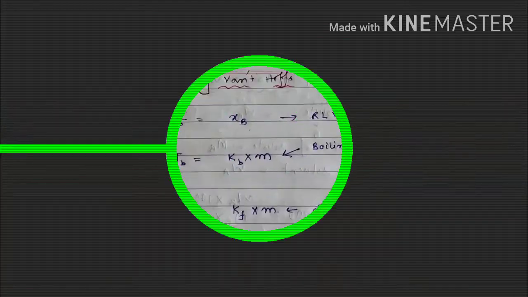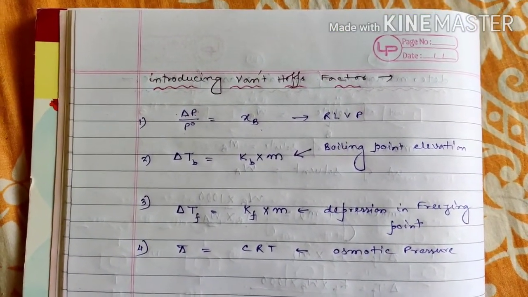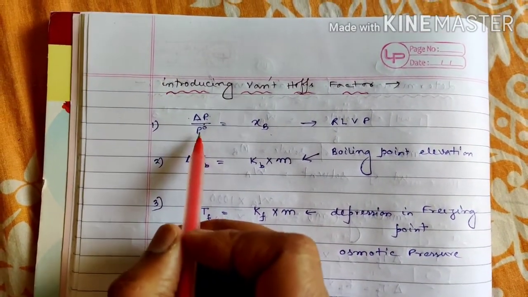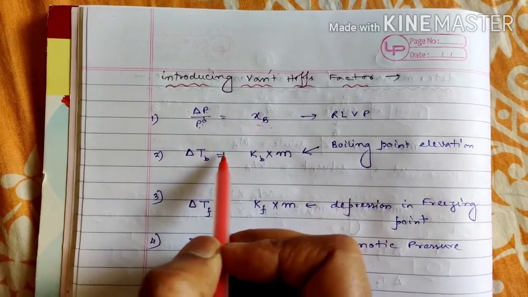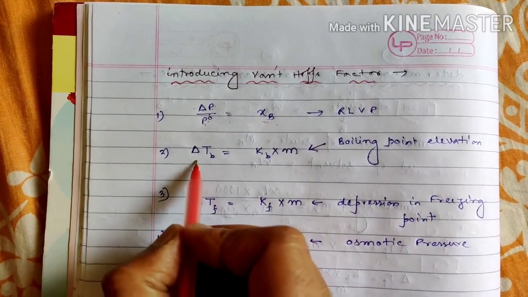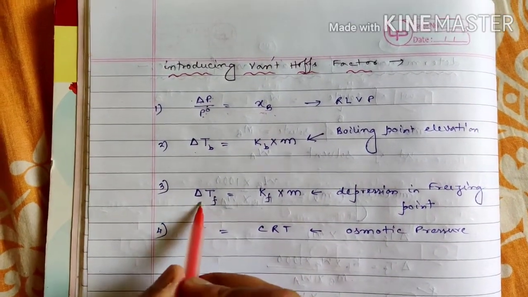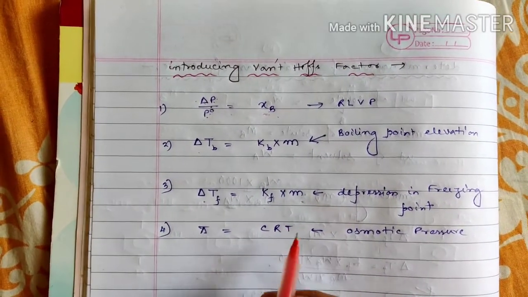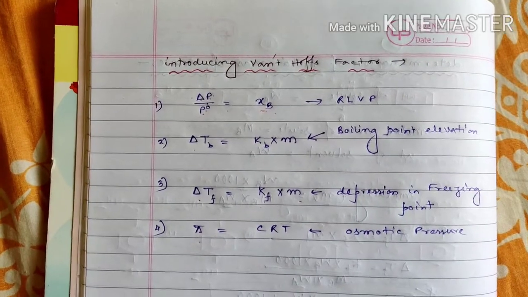Let us see, after understanding the Van 't Hoff's factor, how it affects all the formulas that we know. Here I have written delta P by P naught, which is the relative lowering of vapor pressure, which is equal to the mole fraction of the solute. Next one is delta Tb equal to Kb into m, which is the boiling point elevation. Then delta Tf is equal to Kf into m, which is the depression in freezing point. And the last is pi equal to CRT, which is the osmotic pressure.